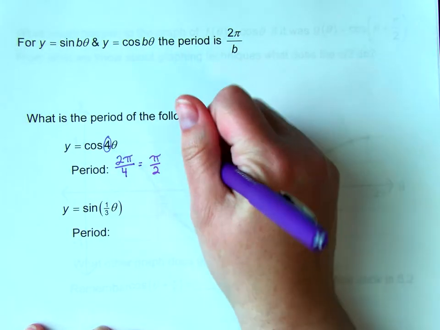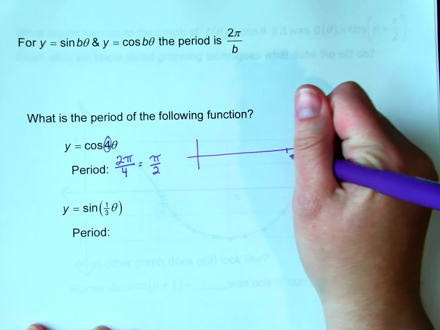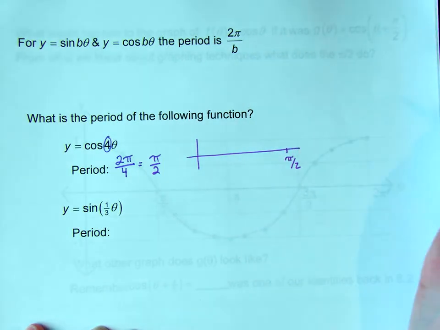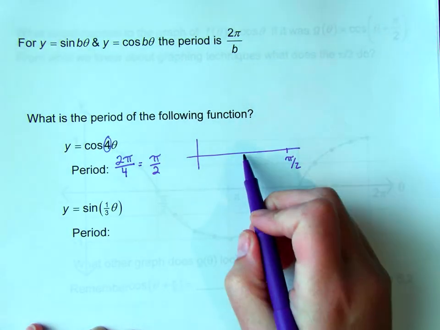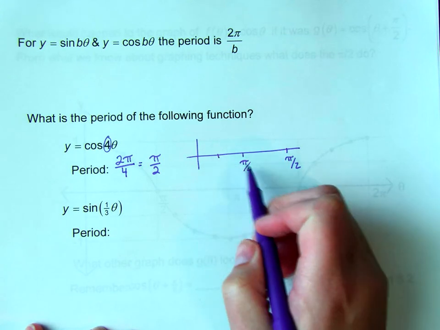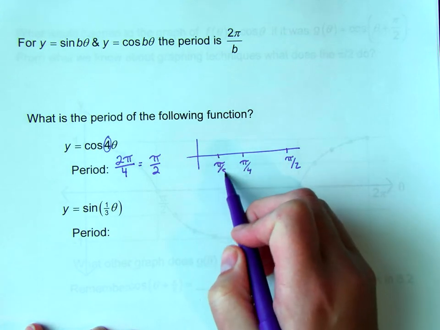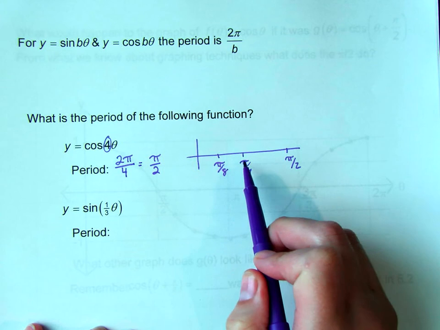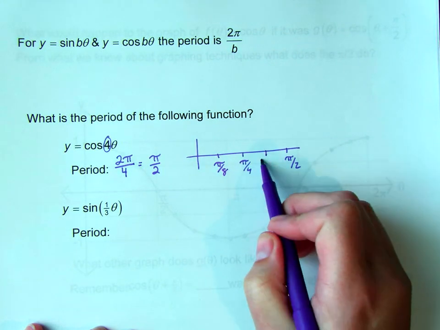If I was to graph this, I would start at pi over 2 and then start cutting it into halves. Half of pi over 2 is pi over 4. Half of pi over 4 is pi over 8. So then I go 1/8, 2/8, and this mark is 3/8.